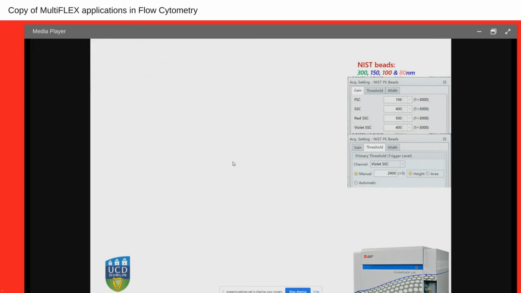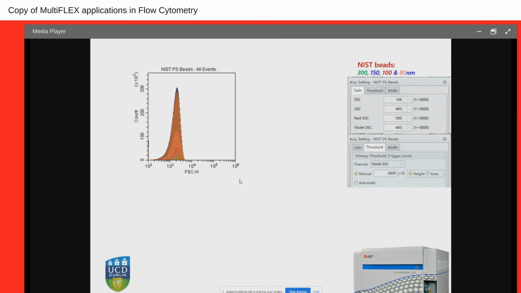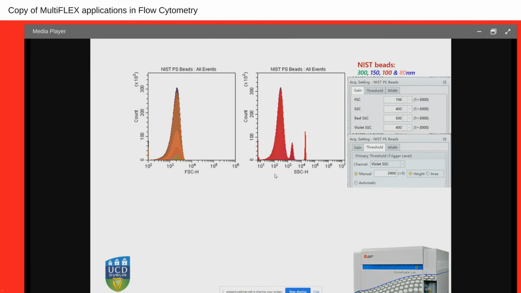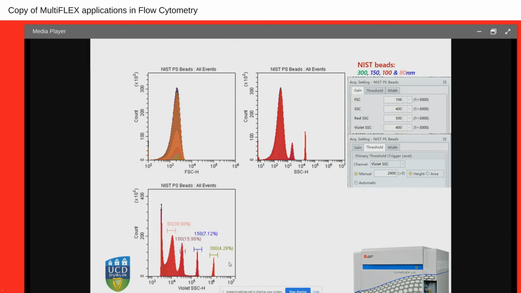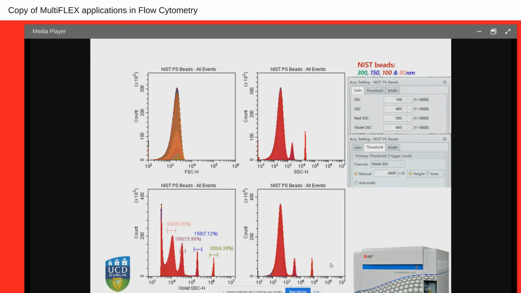These are NIST beads, a series of beads with different sizes: 80, 100, 150, and 300. Using in this case the violet side scatter, versus forward scatter and blue side scatter, you can see blue is only able to resolve the two larger populations. With the violet, we can resolve the 4 populations, and this is the red. In this case, the red is able to resolve the 2 top populations, but with more sensitivity than the blue.